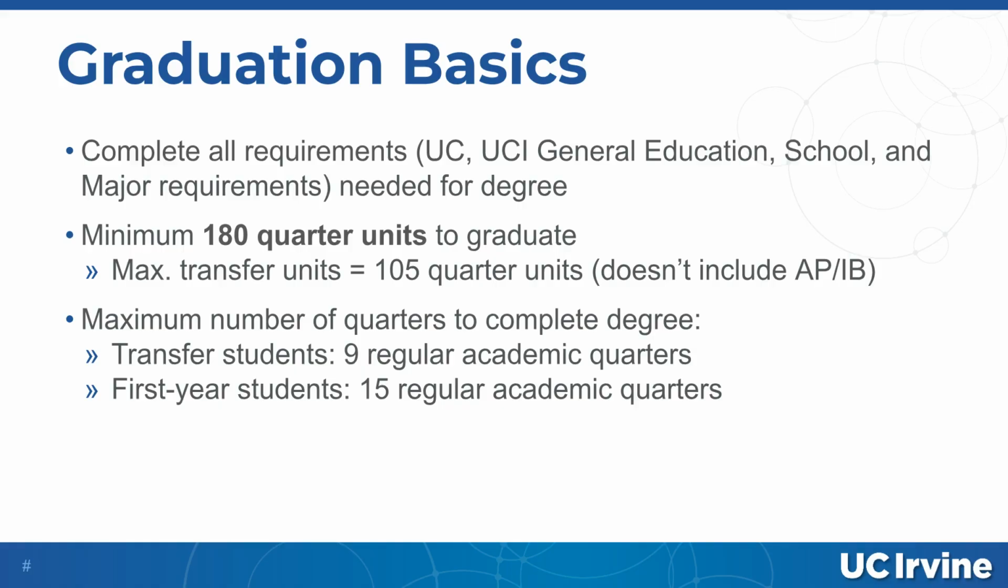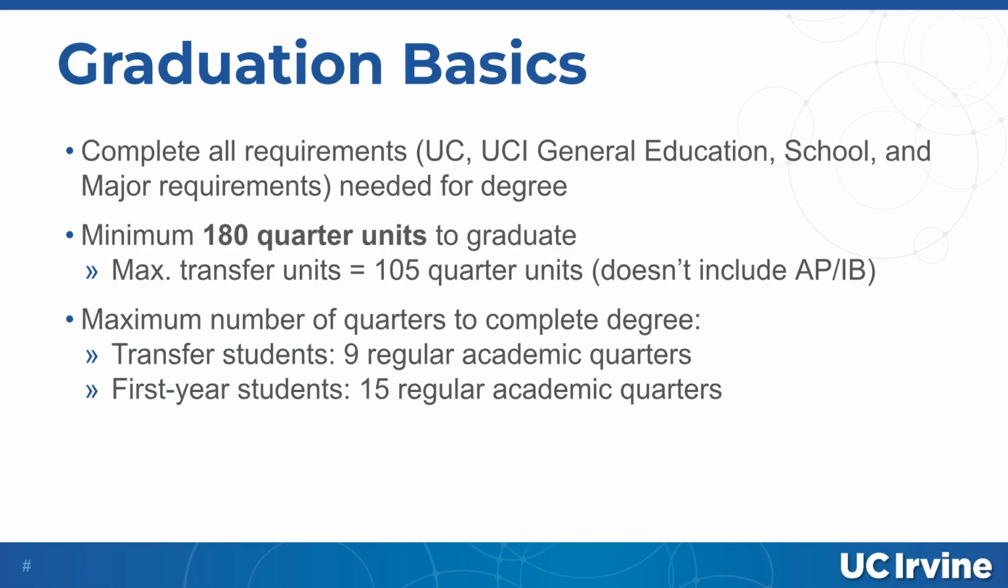If you are a transfer student or a first-year student planning to take transferable courses at a community college, please be aware that the maximum number of transferable units is 105 quarter units. Units earned through AP or IB exams are not included in this 105 unit limit and may be applied in addition to those 105 units.